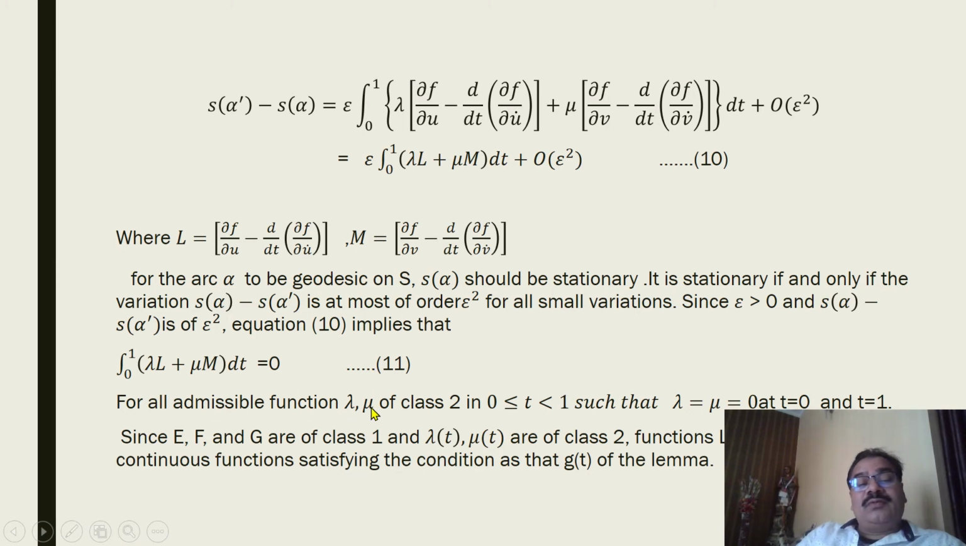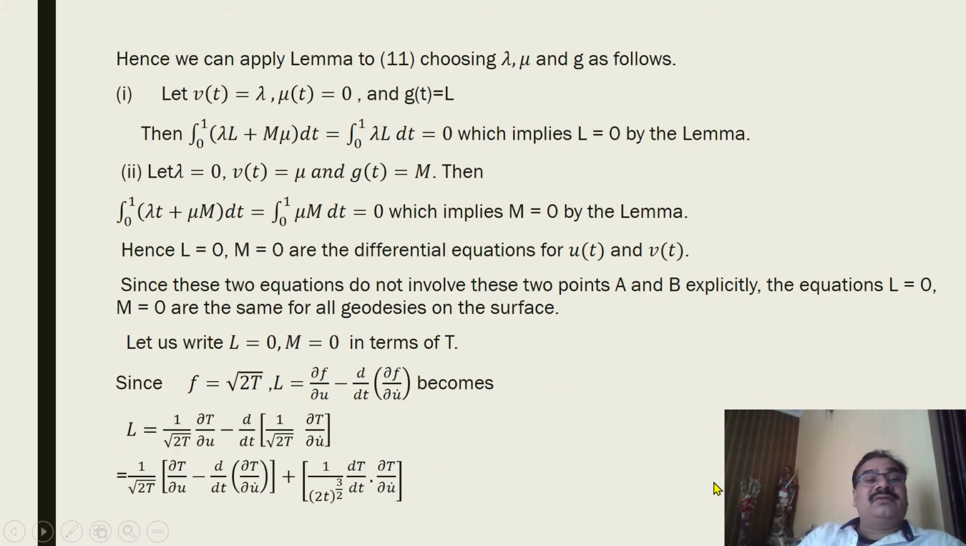This holds for all admissible functions lambda, mu of class 2 between 0 and 1, such that lambda and mu are equal to 0 at t equal to 0 and t equal to 1. Since E, F and G are of class 1 and lambda(t), mu(t) are of class 2, the functions L and M are continuous functions satisfying the condition of g(t) in the lemma discussed. Hence we can apply the lemma to 11, choosing lambda, mu and g as follows. With this assumption, v(t) is lambda, mu(t) is equal to 0 and g(t) is equal to L, we will get this expression.